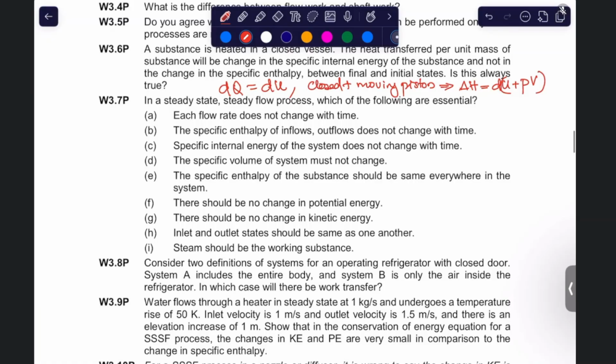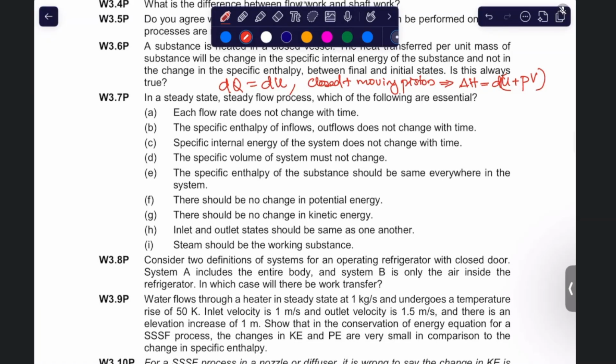Then question number 7. In a steady state, steady flow process, which of the following are essential? Each flow rate does not change with time. Specific enthalpy of inflows, outflows does not change with time. Specific internal energy of the system does not change with time. Specific volume of system must not change. The specific enthalpy of the substance should be same everywhere in the system. I'll explain one by one.